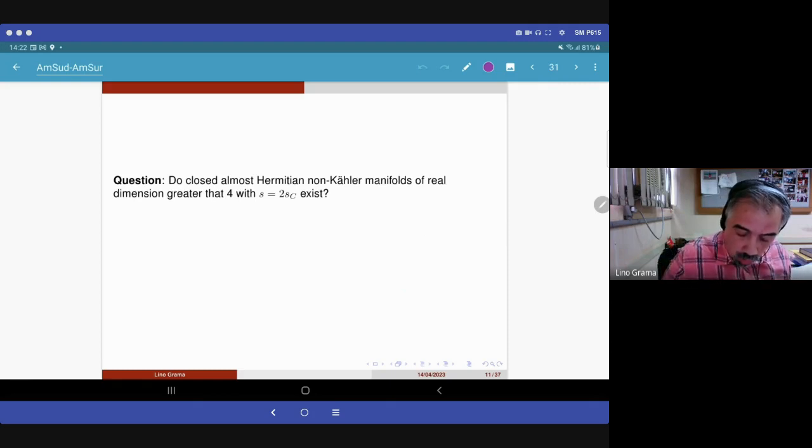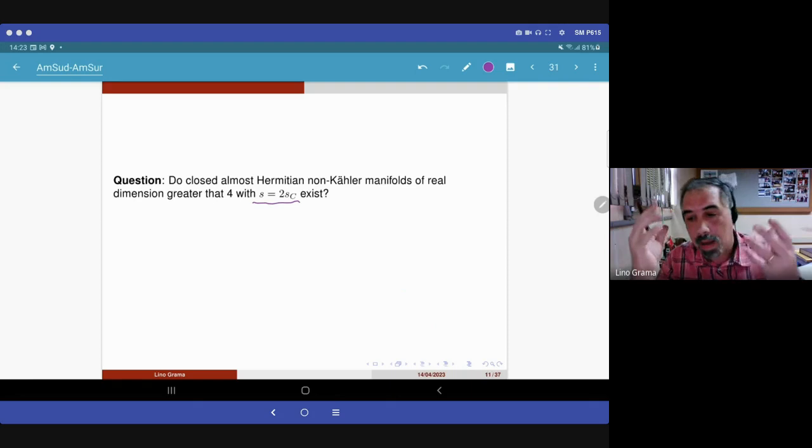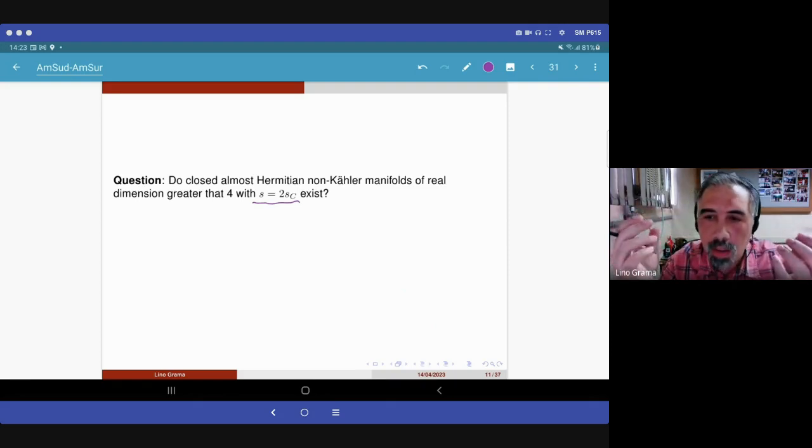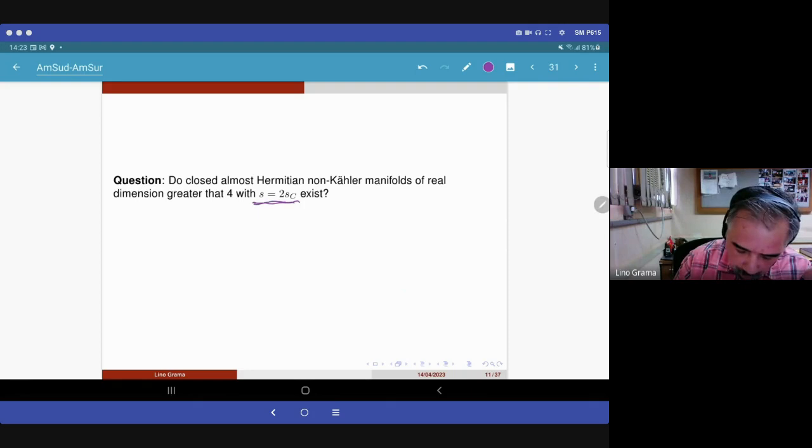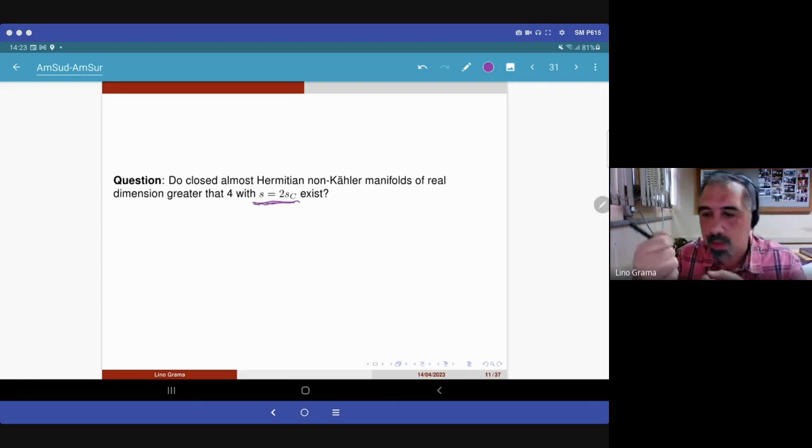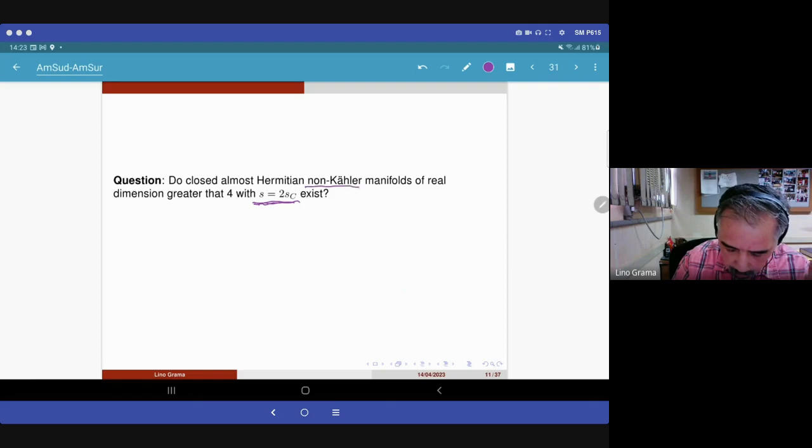Okay. Do closed almost Hermitian non-Kähler manifolds of real dimension greater than 4 satisfying this condition exist? Because if you start with the Hermitian, or maybe almost Hermitian, and impose this condition that this is an equality, this forces the structure to be Kähler. But is there some example, which we call non-Kähler, and almost Hermitian, that satisfies this?